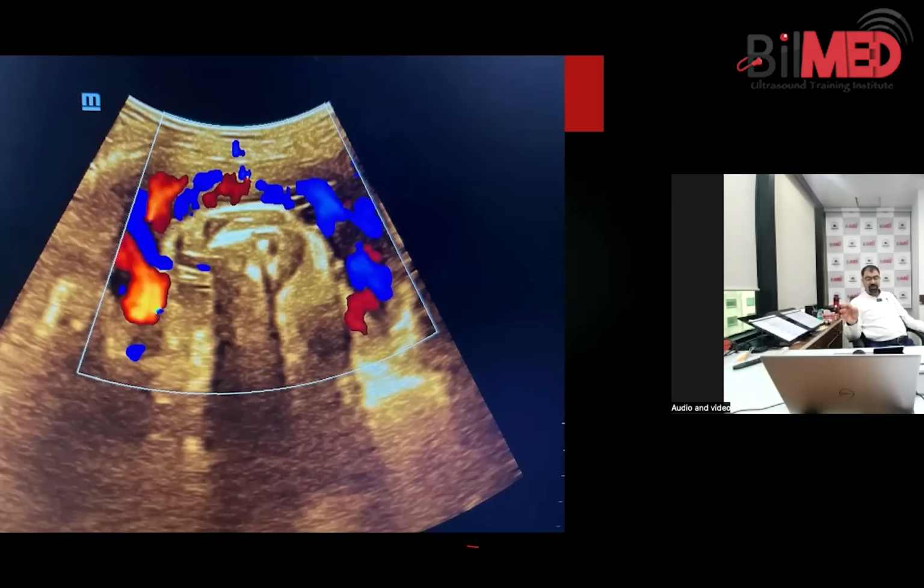Yes or no? Dr. Pinky is posting yes. Next, is this a cord round neck? Yes or no? Hurry up. In your chat boxes, please comment yes or no. Okay, Dr. Sudha Singh, yes, and I am getting yeses. So yes, this is a cord round neck.